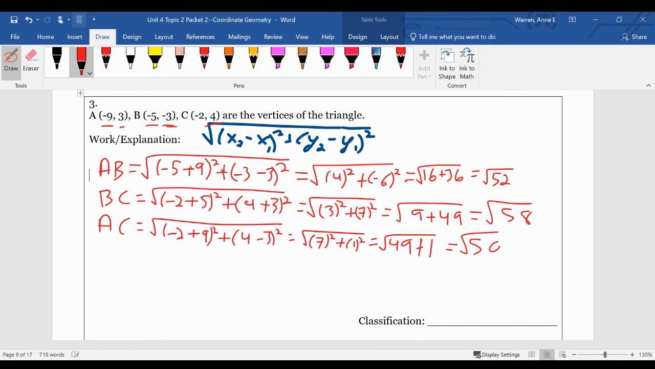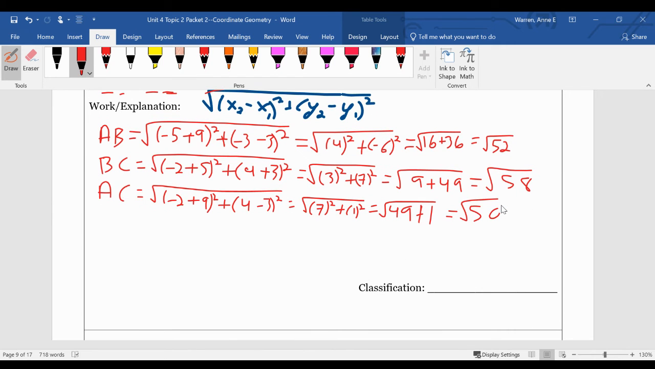Okay, so then I'm comparing all three side lengths: root 52, root 58, root 50. All of those are different lengths, and so I know that this is a scalene triangle, because a scalene triangle is a triangle with three different side lengths.